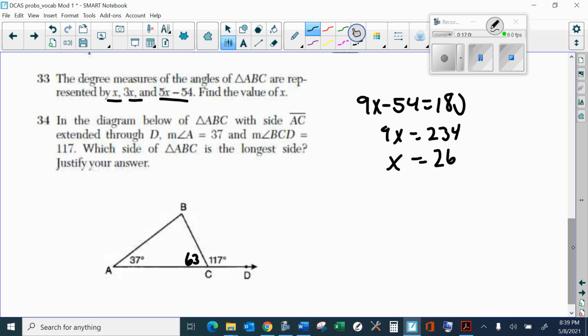In the diagram below, we have an exterior angle theorem again, so that's 63. 37 from 117 is 80, so that makes that 80 right there. Which side of triangle ABC is the longest side? So that's 80 degrees. The longest side has to be AC. Justify your answer. You explain that angle B is the largest angle, therefore AC has to be the longest side.